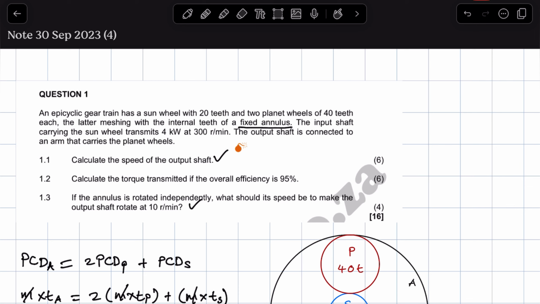The input shaft carrying the sun will transmit 4 kilowatts at 200 revs per minute. So they said the input shaft which is carrying the sun gear is rotating at 200 revs per minute. It means the sun gear is also rotating at 300 revs per minute. So that's the second assumption we've been given in the statement, right? Now they say the output shaft is connected to an arm that carries the planet wheels, right?